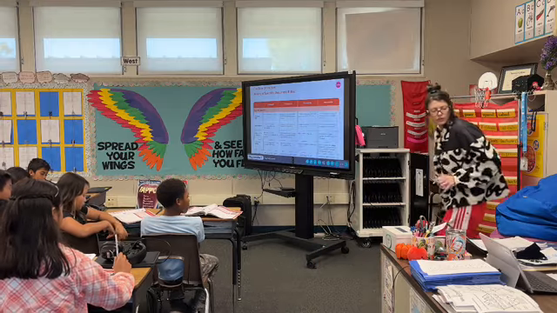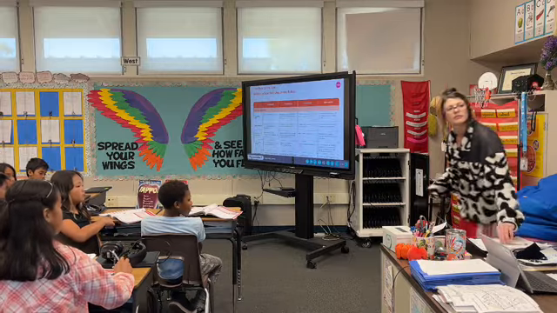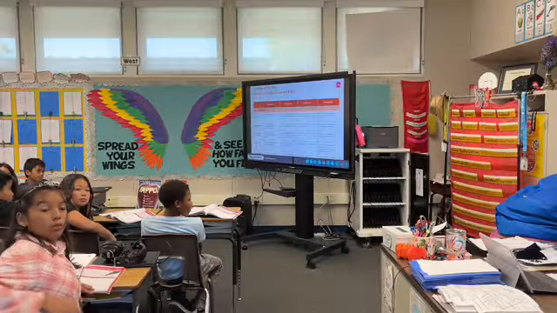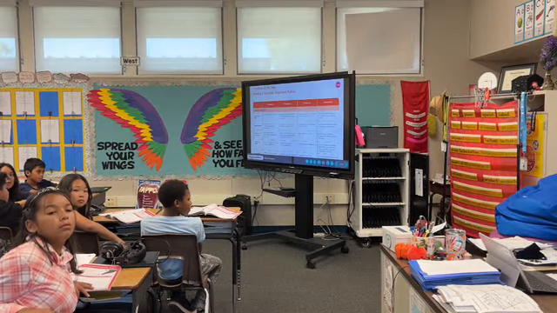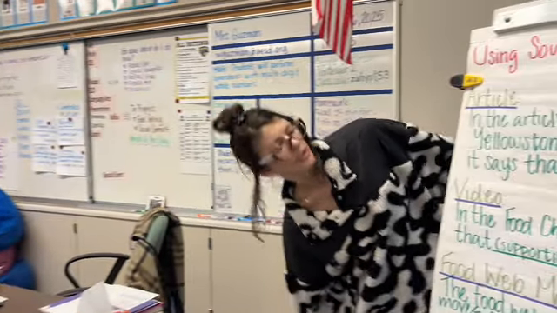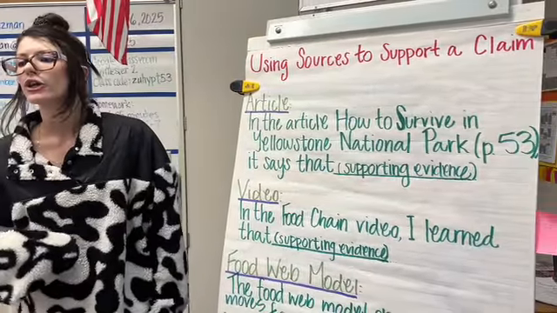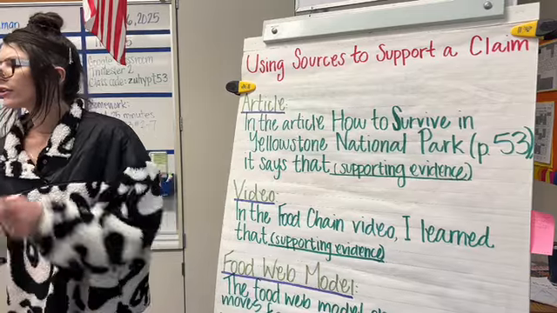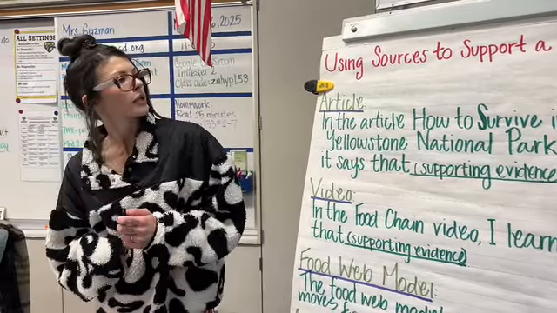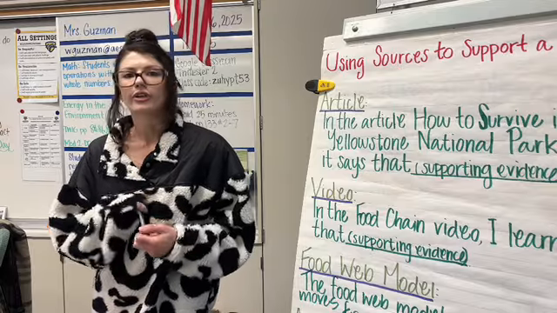Okay, so if we go over here, okay. Can you guys see it, did I write big enough? Okay. So on the left side, there are two columns, right? On the left, it says sources at the top, and that is where you're going to write where you got the information that you're using.